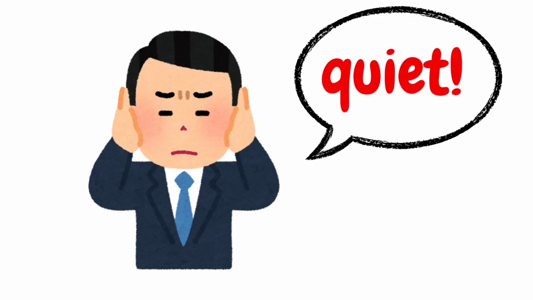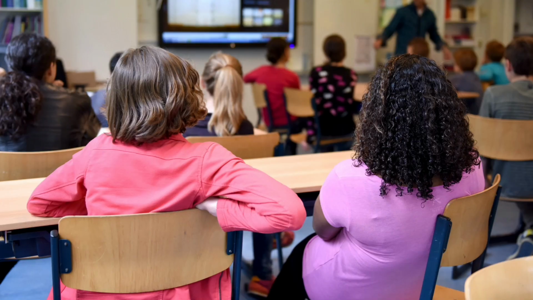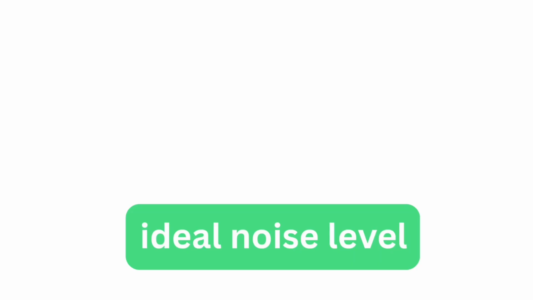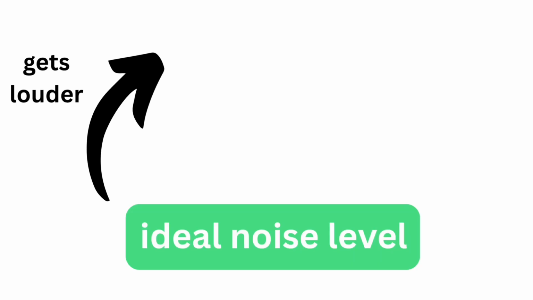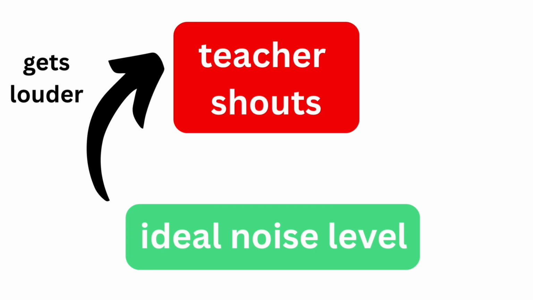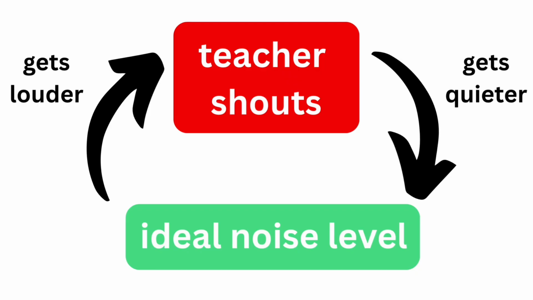Suddenly, the teacher demands quiet. The children stop talking and the level of noise in the room falls. The teacher has an idea of the ideal noise level for his classroom. Sometimes the children are chatty and you can notice that the noise inside the room gets louder. Eventually, the noise level gets so high that the teacher shouts. And the shouting triggers the children to talk much more quietly so that the noise level falls.